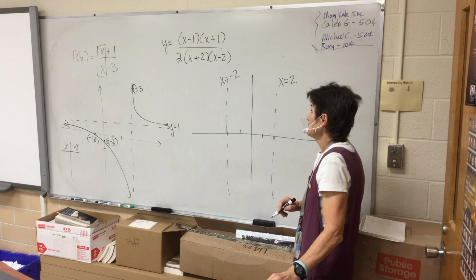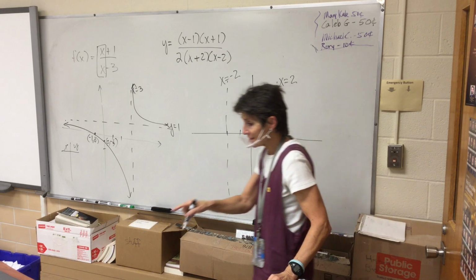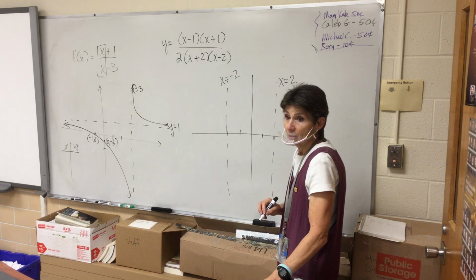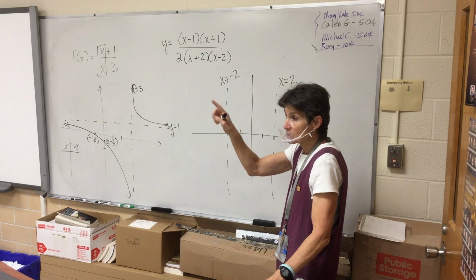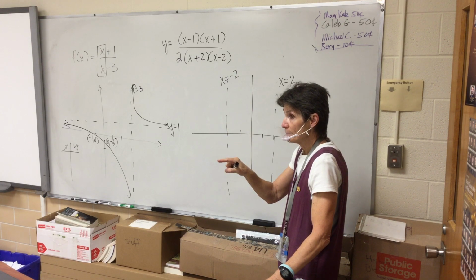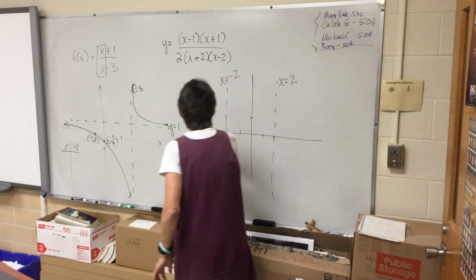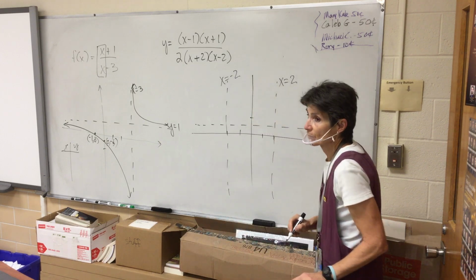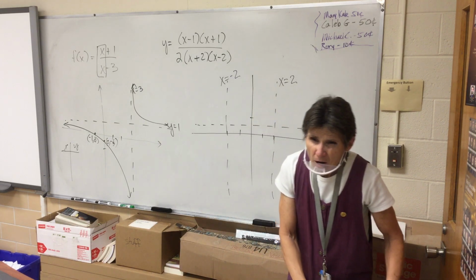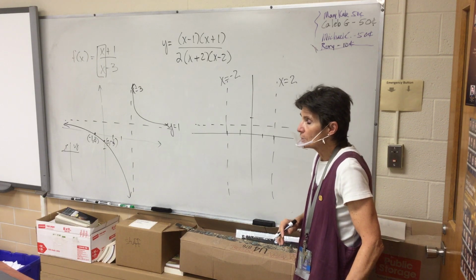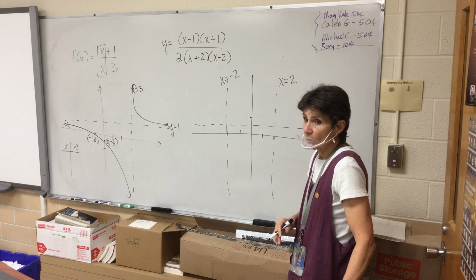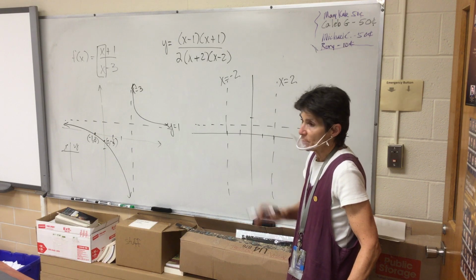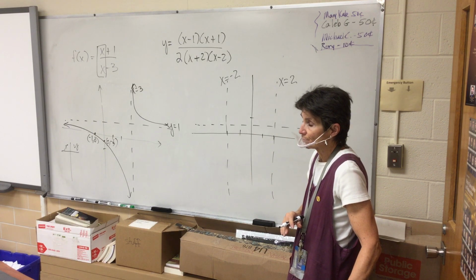Now, to get the horizontal asymptote, it might be easier to look at the original problem. What do you think the horizontal asymptote is? 1/2? Because we have x squared over 2x squared, right? So my horizontal asymptote is going to be at y equals 1/2. There are a few problems in the world that have more than 1 horizontal asymptote, but they're very, very rare, okay? So generally speaking, you're going to have 1 horizontal asymptote.